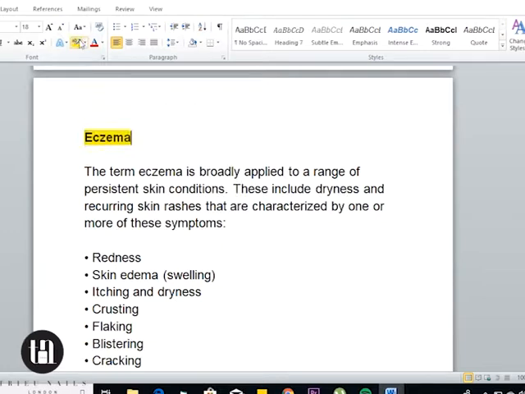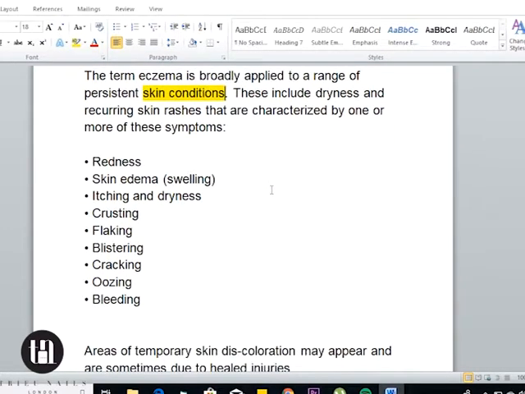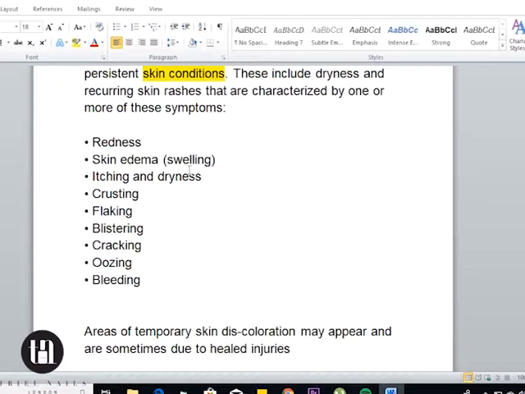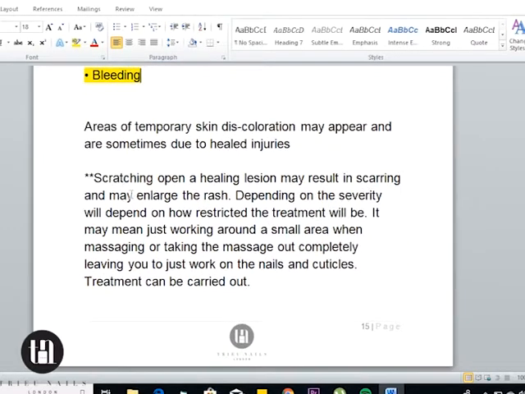Eczema is quite a common one we should all be aware of, and it's applied to a range of skin conditions. This includes dryness and recurrent skin rashes, usually described by the following symptoms. So we've got redness, skin swelling, itching, crusting, flaking, blistering, cracking, oozing, or bleeding of the skin. Scratching any healing lesion or eczema patch can lead to possible permanent scarring and even an enlarged rash.